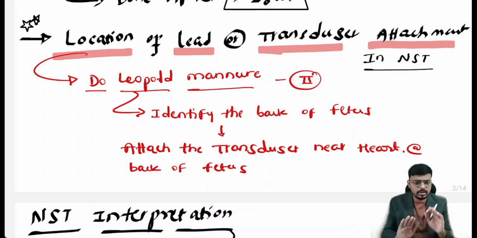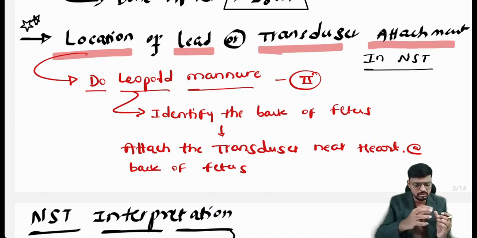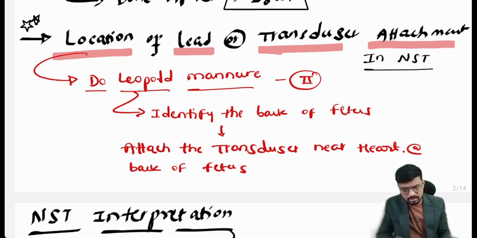We have to assess where the fetal back is present. On the side where the fetal back is present, we go towards the head. Toward the fetal back side near the head, we attach the transducer, which is near the heart of the fetus. Why? Because here we have to monitor the fetal heart rate. That is the reason we attach the transducer near the fetal heart. To do that we palpate the back of the fetus, below the head, and at the back of the fetus we attach the very important lead or transducer.